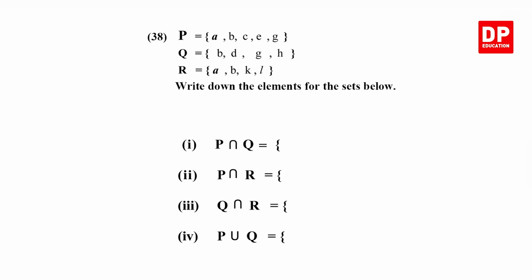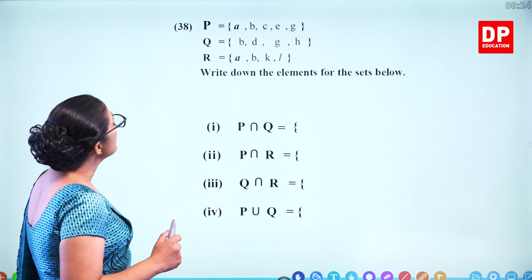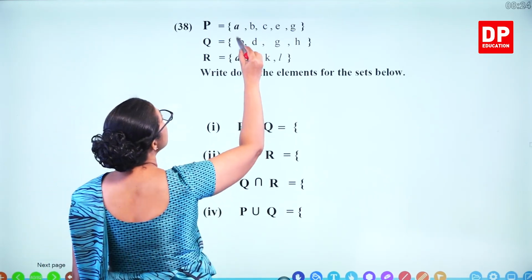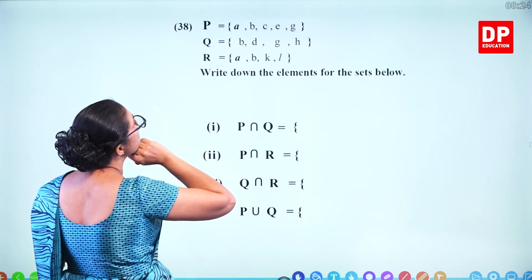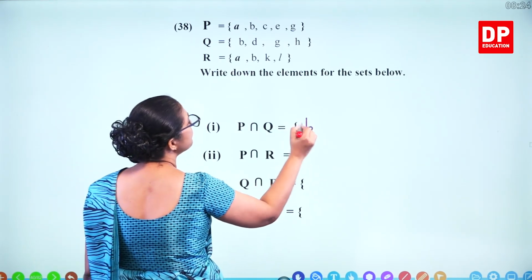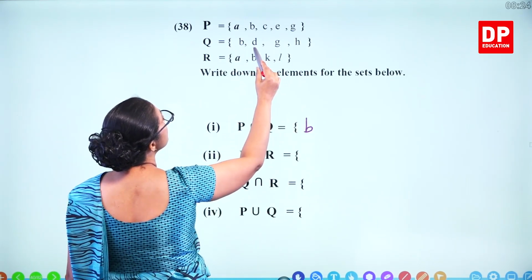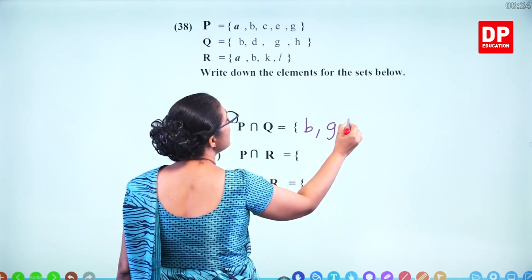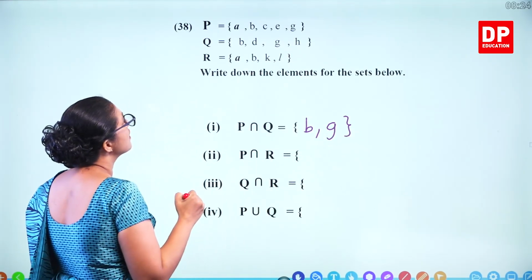Look at this question. Write down the elements for the sets below. So you have given P, Q, R. What's intersection of P and Q? P and Q, common terms. B is common and D is not there. G is common. So you can write B and G.